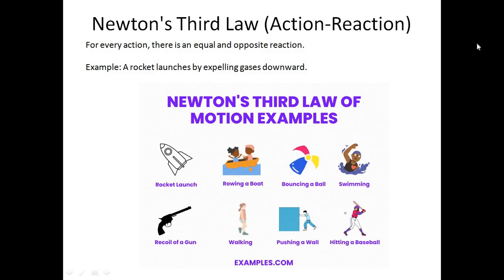The examples are rocket launchers, rowing of a boat, bouncing a ball, swimming, recoil of a gun. Then if you walk on the path, that again becomes a simple example of Newton's third law of motion. And pushing a wall: if you apply force on the wall, then definitely some action will be there, and equally the reaction will come from the wall. Then hitting a baseball.